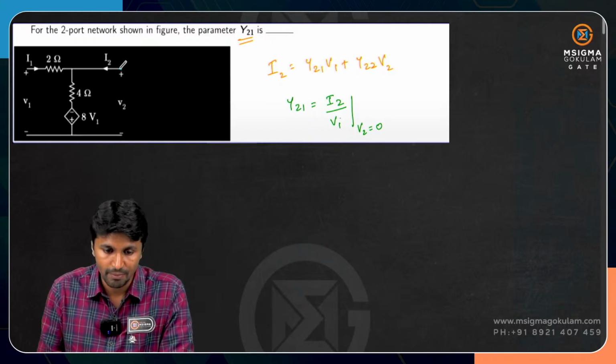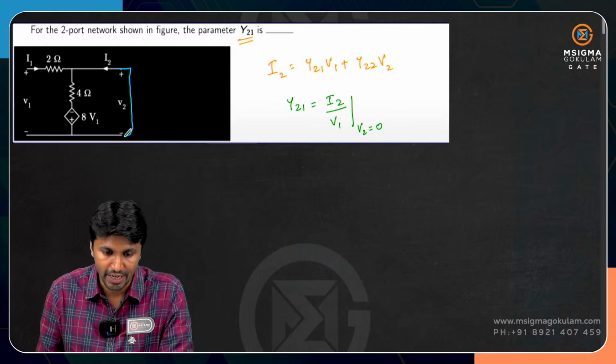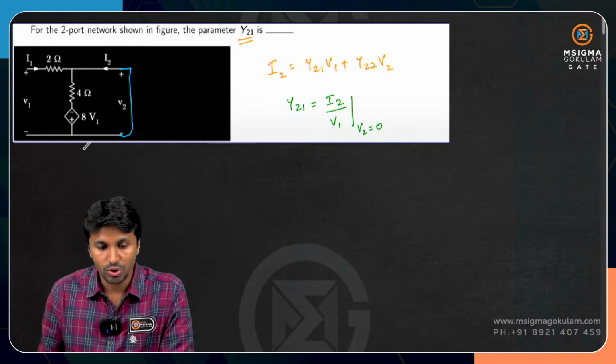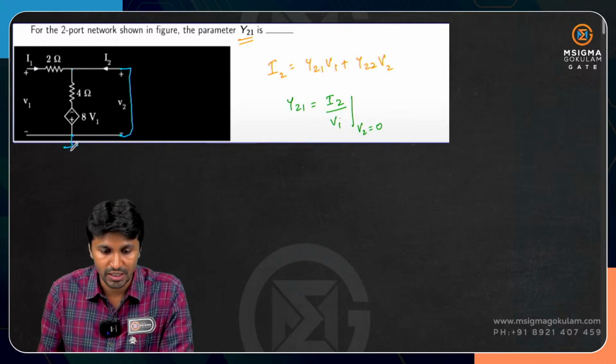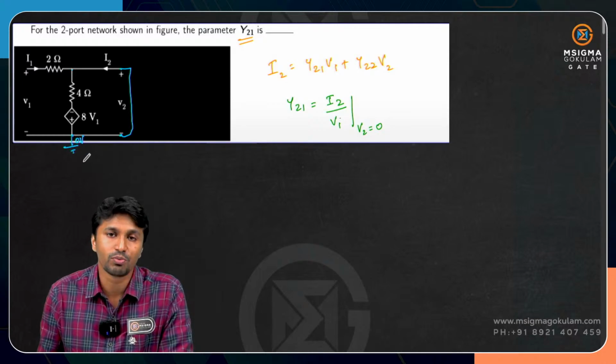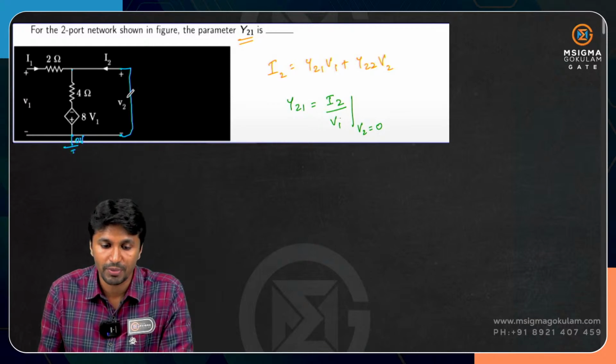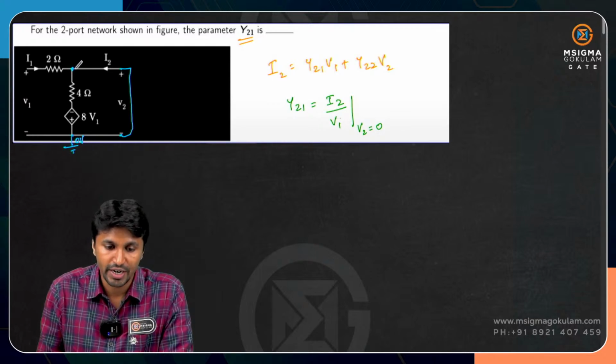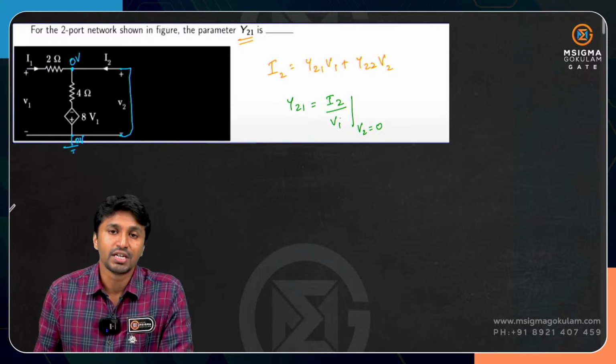So therefore, I am going to short circuit the second port. What happens to the voltage at this particular node? Look at this one. This is grounded, right? So the potential at this node is 0 volt. Therefore, this 0 volt will appear directly at this particular node. So therefore, this is 0 volt, right?